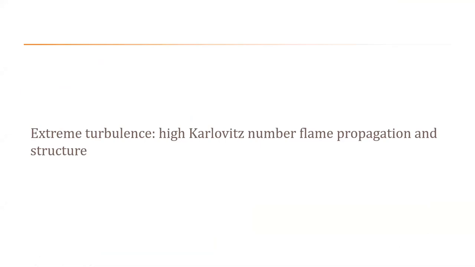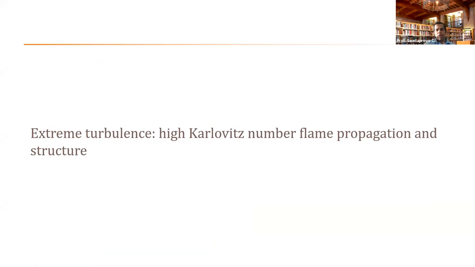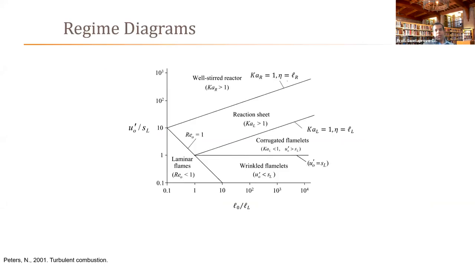Thanks, Sambud. So in the next section, we're going to look into extreme turbulence, that is high Karlovitz number flame propagation and structure. Now, if you just recall the regime diagrams, then it is expected that the preheat zone is thickened when your Karlovitz number is greater than one, the Karlovitz number with the preheat zone as the flame length scale. And when the reaction Karlovitz number is greater than one, you expect the reaction zone to be broken as well.